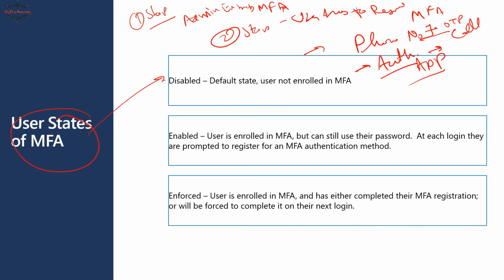Now, there are three states. One is the disabled state. It's the default, and it's not possible for the user to enroll for MFA. Once you have the enabled state, the user can enroll for MFA, but they can still log in without MFA as well. The third is enforced. If you put the enforced state, then the user must be enrolled in MFA, and only then can the user log in. Otherwise, the user will not be able to access it until they set up MFA. In the enabled state, it's optional if they want to enable it.